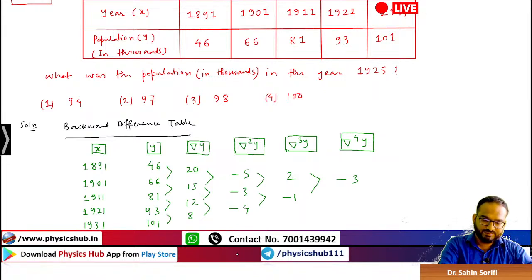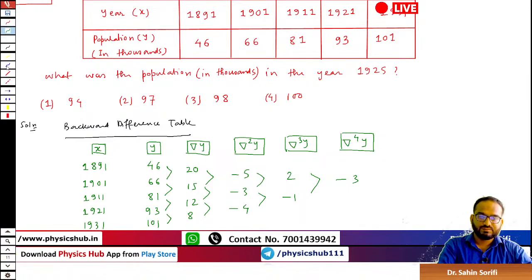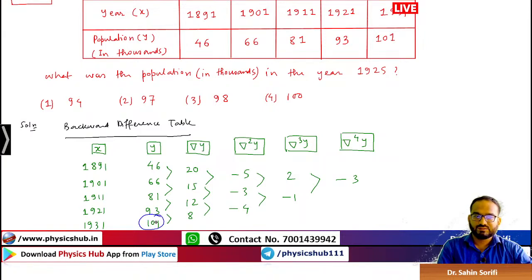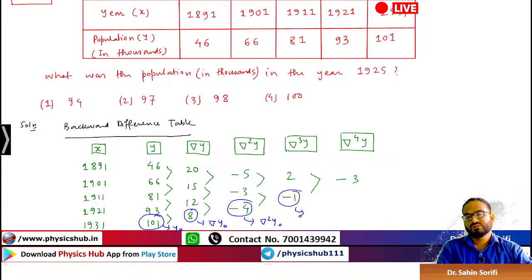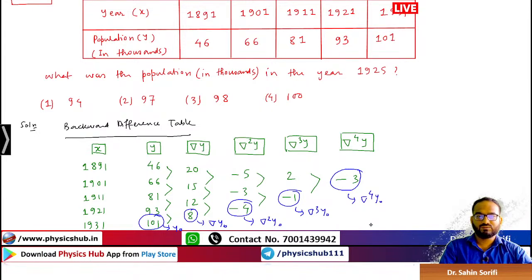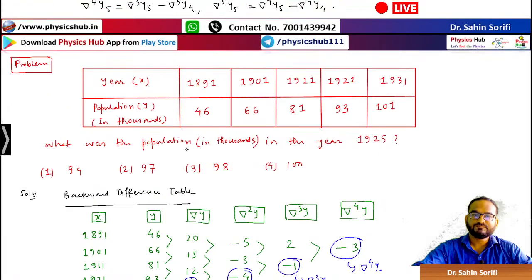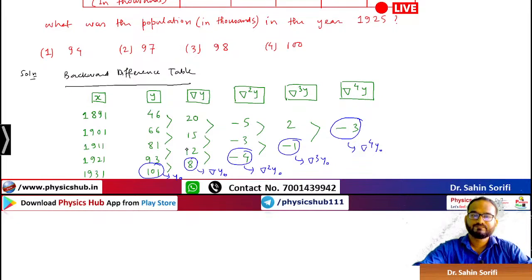Okay, what answer are you getting? So this is y n, this is nabla y n, this is nabla square y n, this is nabla cube y n, this is nabla 4 y n. I have written it correctly. A little mistake happened, friends.